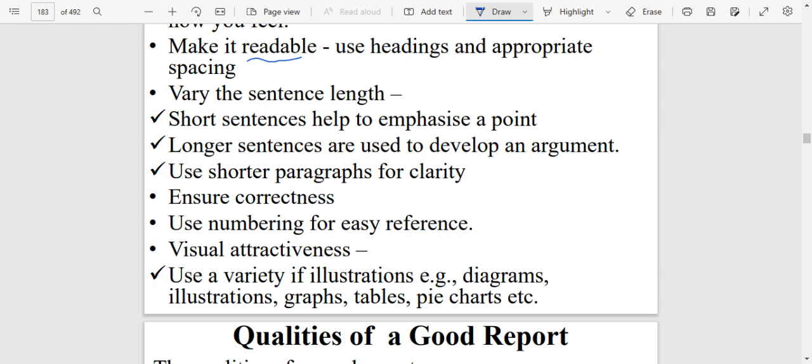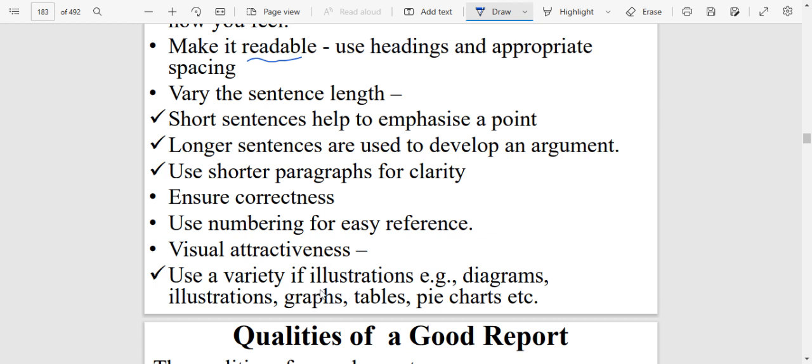And then inside you don't have page numbers. If someone tells me to go and read on a certain page, how am I going to read that if you've not numbered it? So that is why there is importance in numbering. And also it is important to use visual attractiveness.